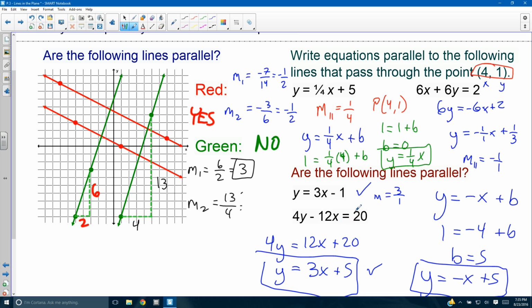That would be almost a trick question, a really hard question, because you're thinking so much about slope, you forget about the y-intercepts and that they have to be different if they are parallel. Otherwise, they intersect everywhere. So yes, these are parallel: same slope, different y-intercept.